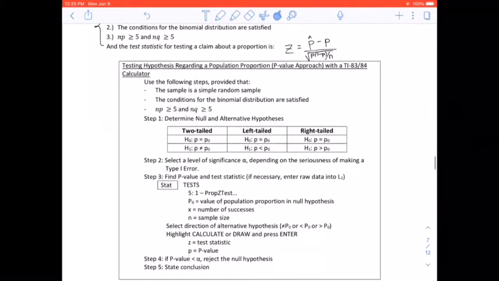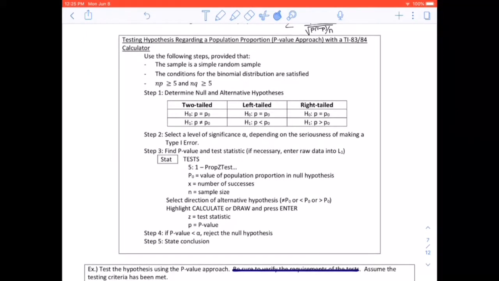Right below this, we have a box that says testing hypothesis regarding a population proportion, p-value approach with a TI-83 or 84 calculator. So let's give that a star. Again, the steps that we need to check to make sure that we can actually perform the test are listed there. Determining the null and alternative hypotheses, you'll notice that's p equals p naught for all the nulls, and then our alternative hypothesis depends on if it's a two-tailed, left-tailed, or right-tailed test.